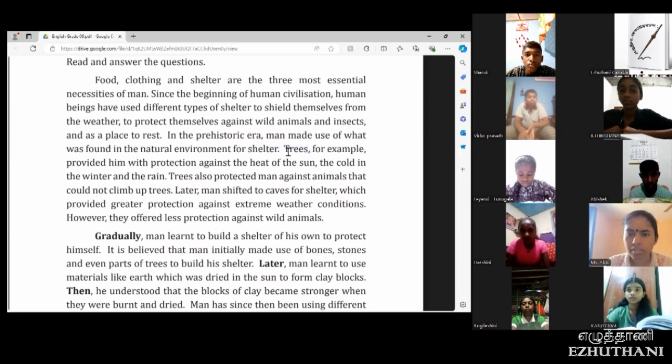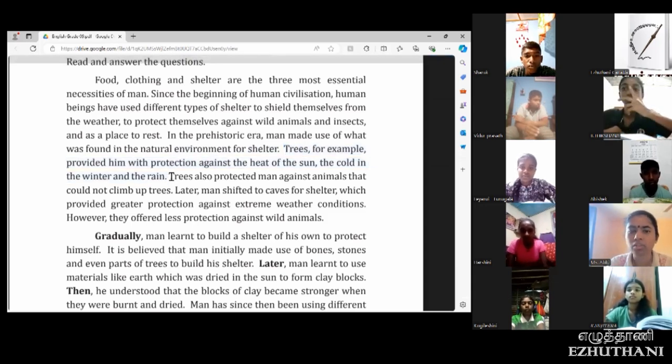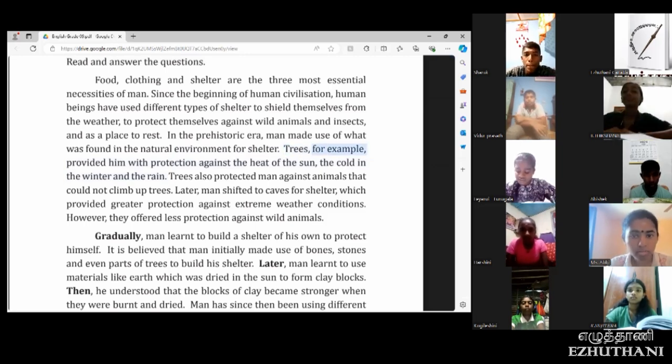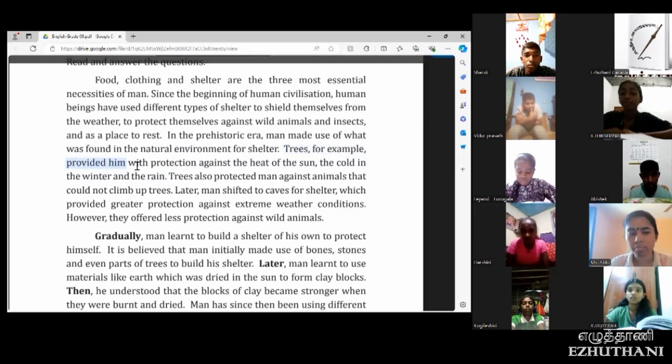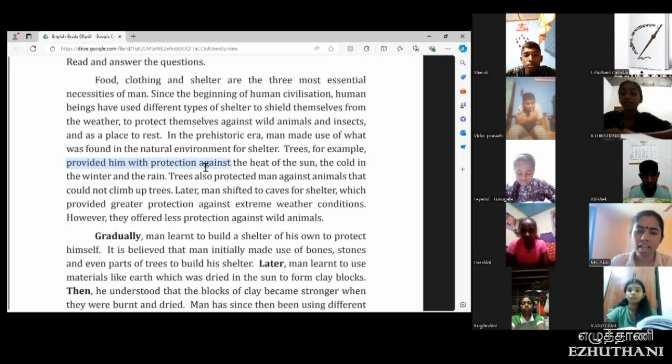Oh yeah, we're still on Lainavi. Okay. So Lainavi, I'm going to read this sentence and then you're going to read it. Okay, so now vasanam vasipen and then you can read. Trees, for example, again comma, right? Trees, for example, provided him with protection against the heat of the sun, the cold in the winter, and the rain.